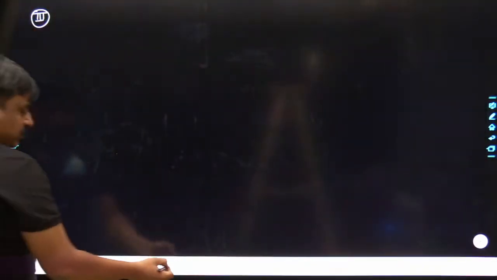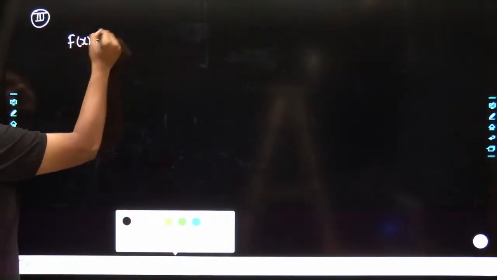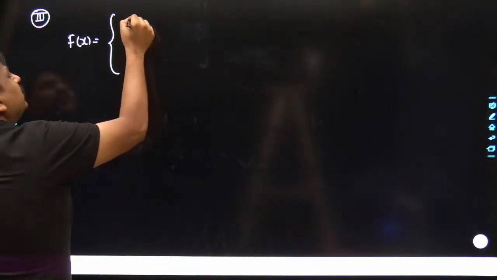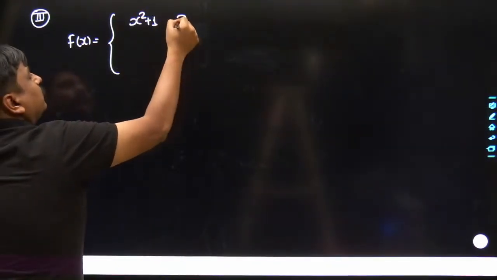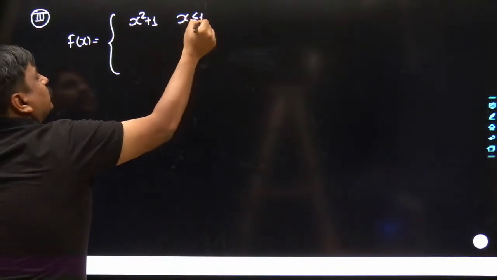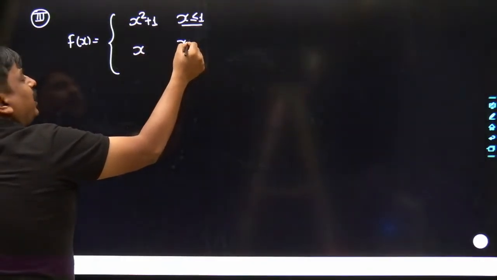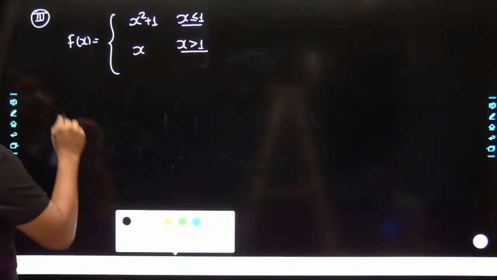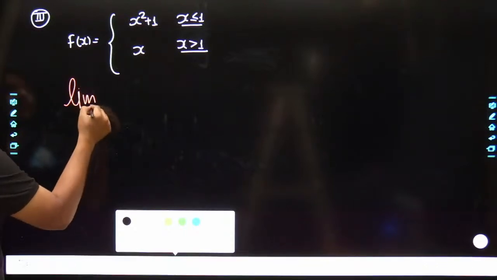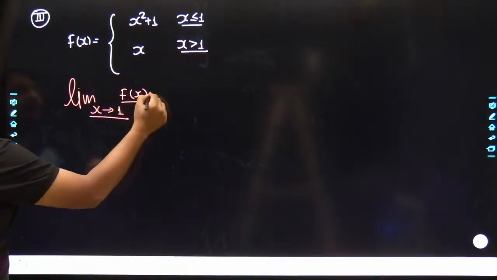Let's take the function, obviously f of x, defined as x square plus 1 for x less than or equal to 1, and defined as x for x greater than 1. I need to find the limit of the function when x is tending towards 1.